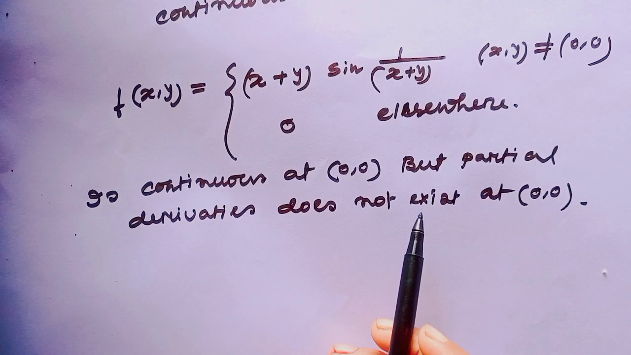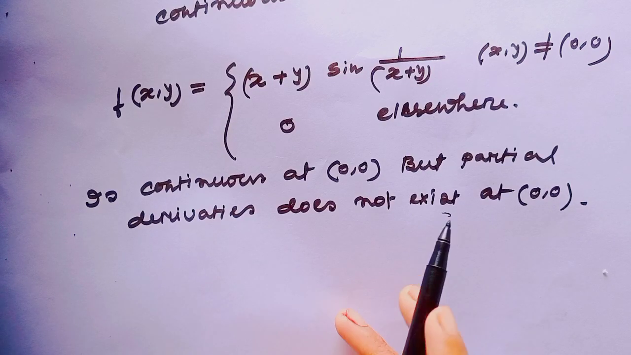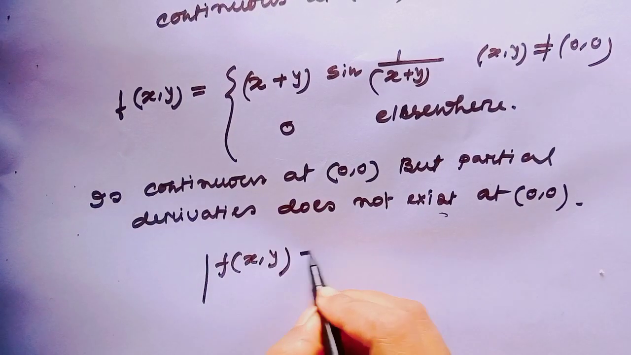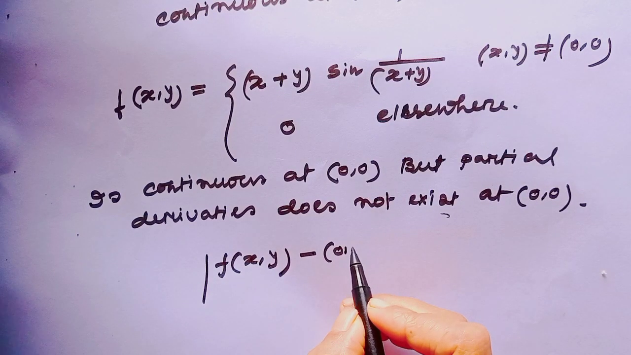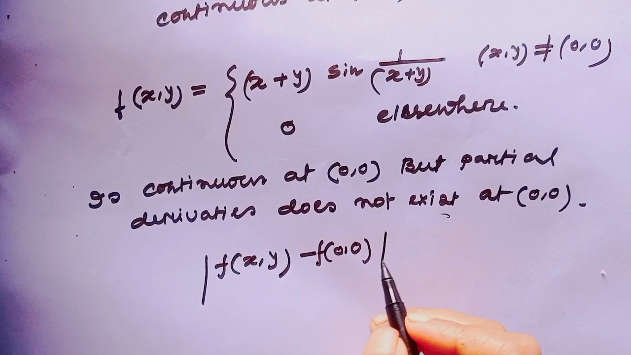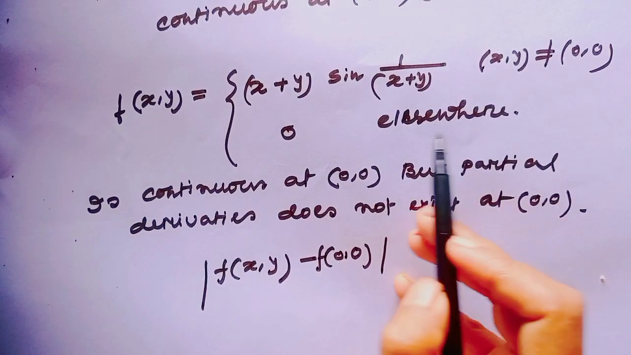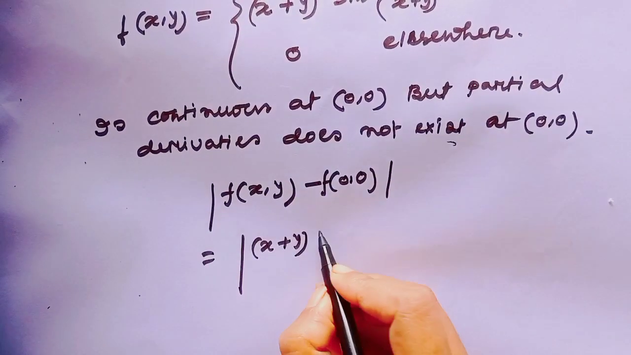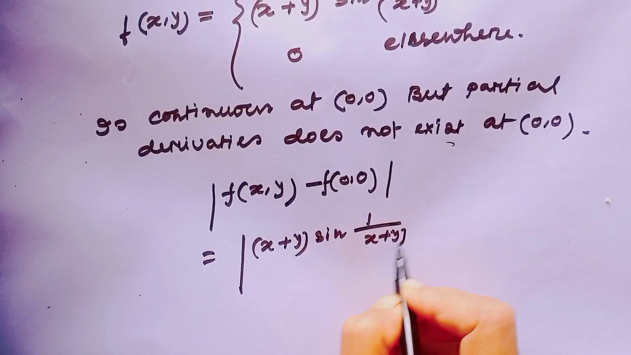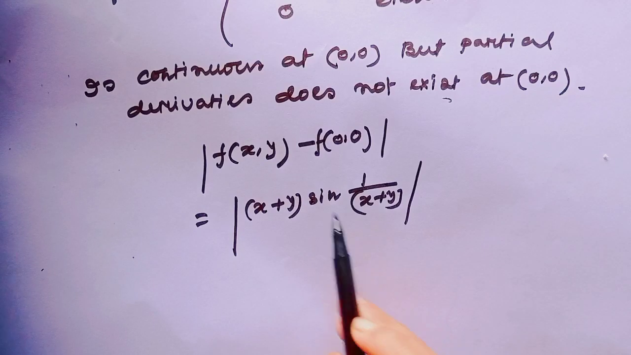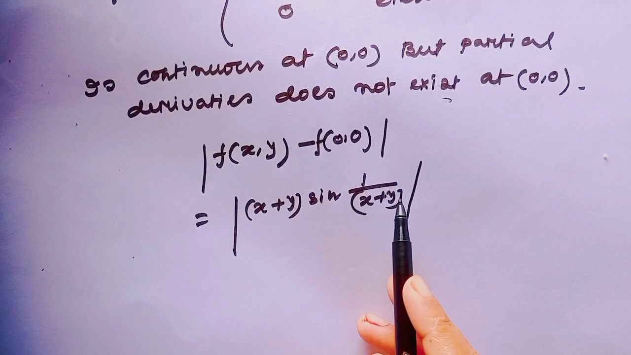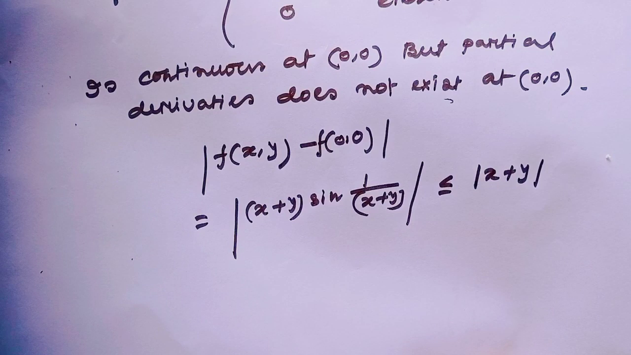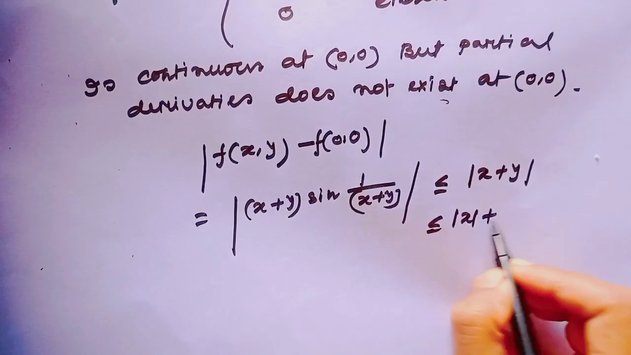You can use here only the epsilon delta definition. We all know the epsilon delta definition: |f(x,y) minus f(0,0)|. At the point 0, 0, the value of the function is 0, then this is equal to |(x plus y) sine 1 over (x plus y)|. And since the sine function is bounded and always less than or equal to 1, this implies it is at most mod of (x plus y), which is less than or equal to mod of x plus mod of y.